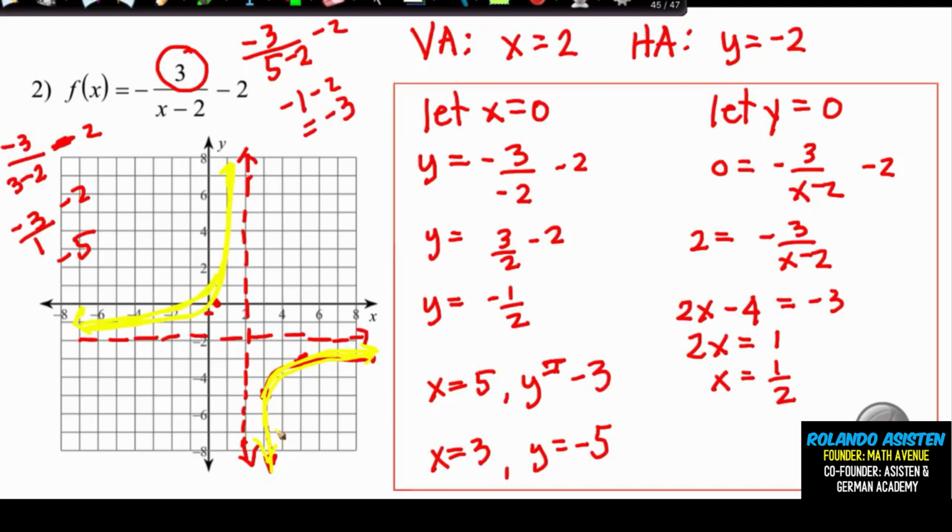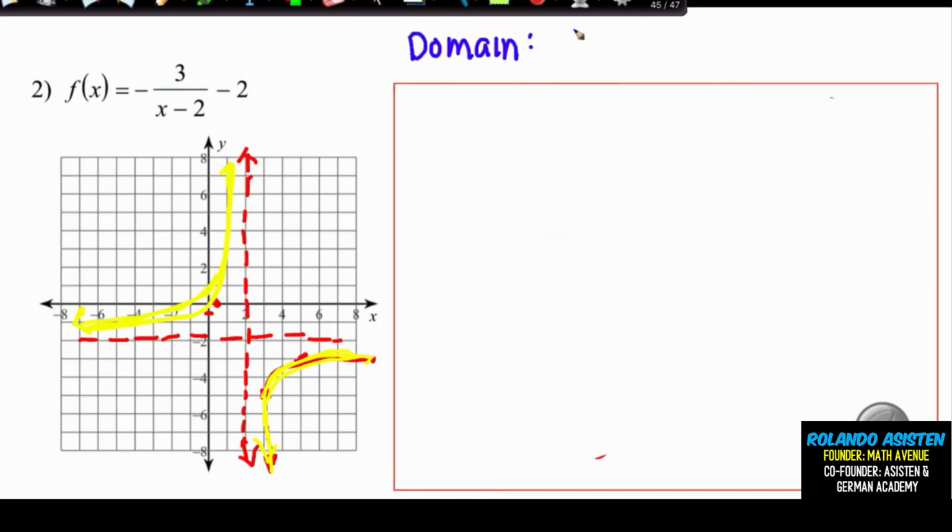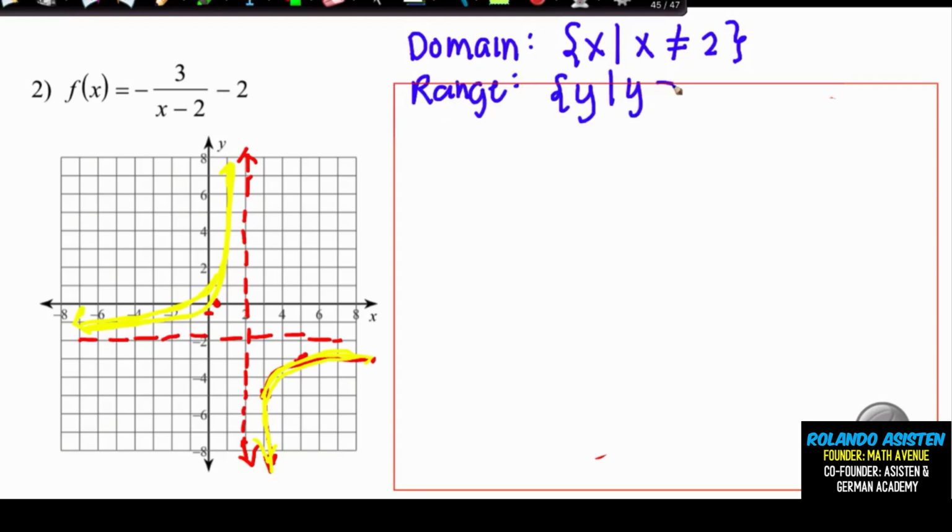Then let's analyze the behavior and the domain of this function. So what is the domain? The domain is the set of all x's such that x is not equal to positive 2, because at x equals positive 2, the denominator is 0. And what is the range? The range is the set of all y's such that y is not equal to negative 2. And then we already computed the x and the y intercepts. The x-intercept was x equals 1/2, and the y-intercept was y equals negative 1/2.